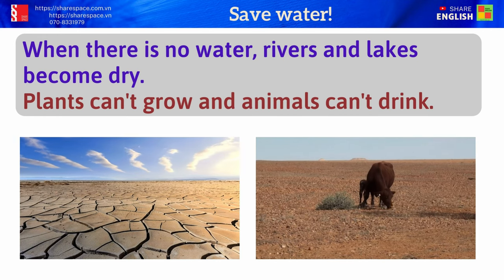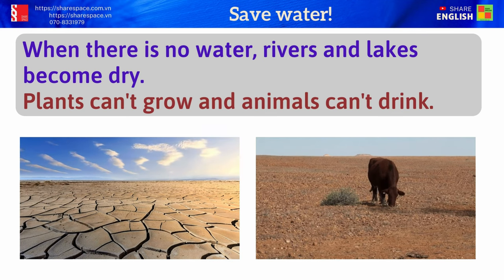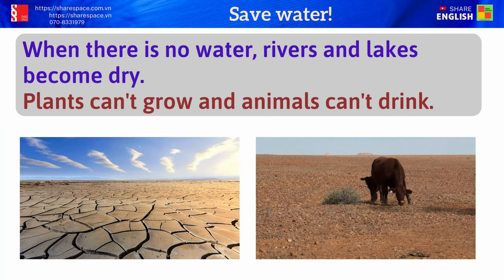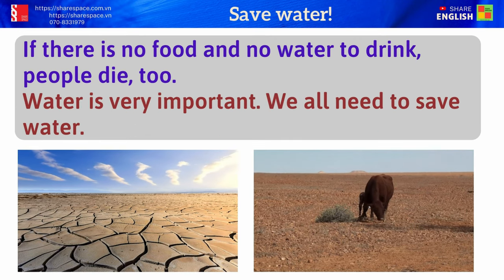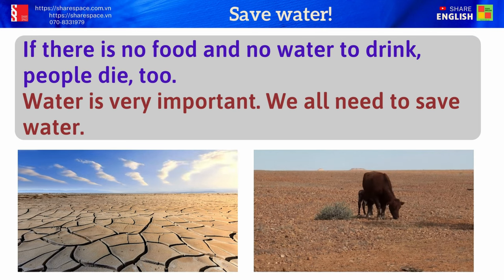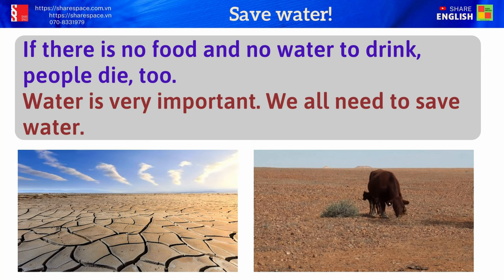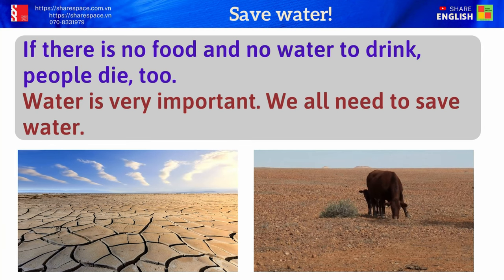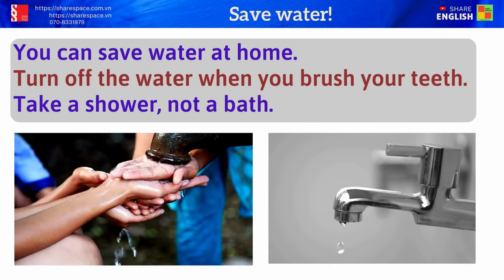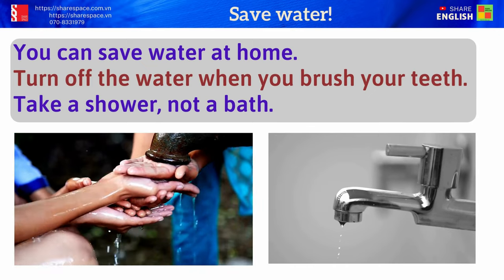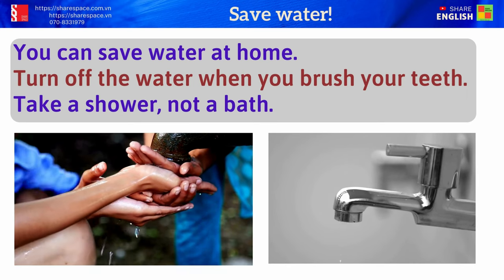Save water. When there is no water, rivers and lakes become dry. Plants can't grow, and animals can't drink. If there is no food and no water to drink, people die too. Water is very important. We all need to save water. You can save water at home. Turn off the water when you brush your teeth. Take a shower, not a bath.